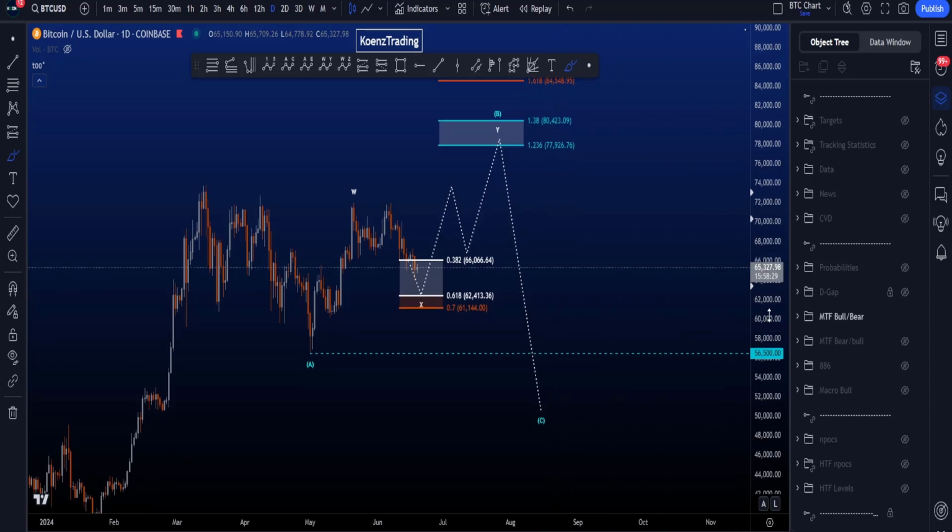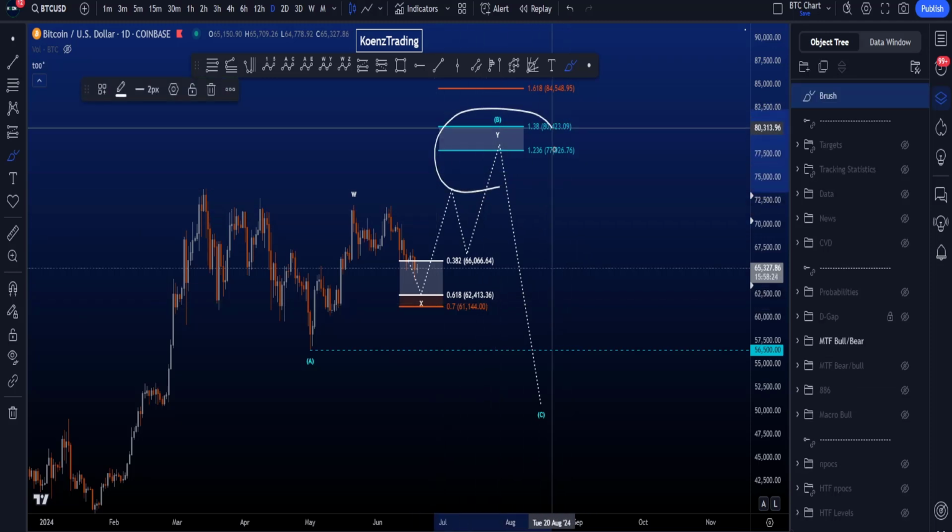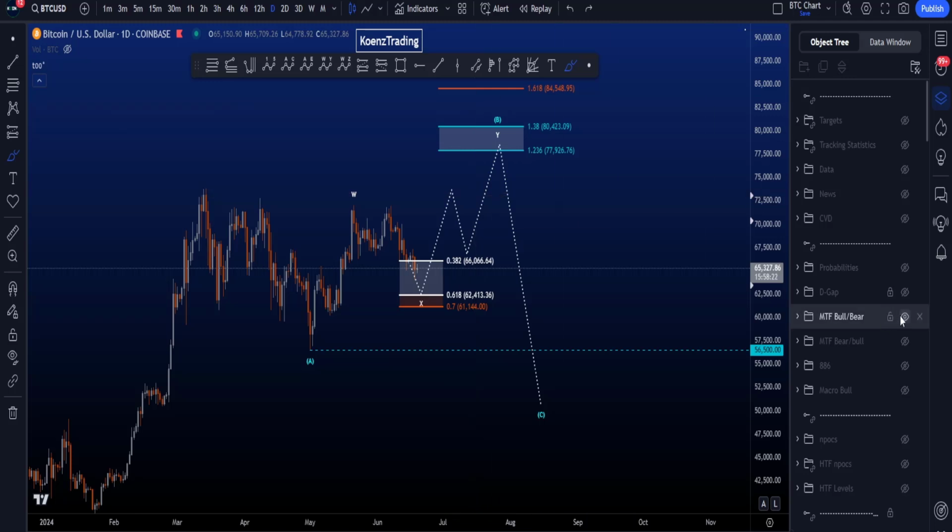So it's actually quite an interesting scenario, but it will take a bit of time before we have some clarity, as of course in both of these scenarios we first need to take the all-time high.